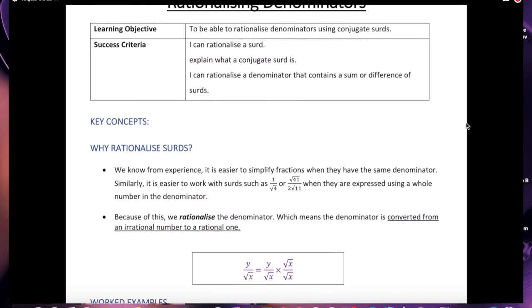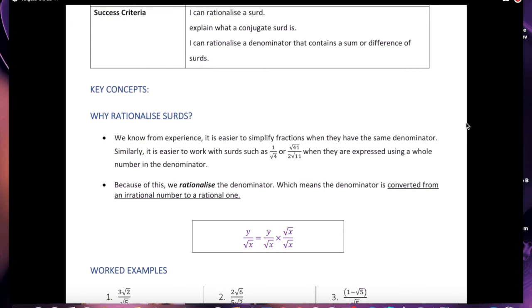You might be wondering what exactly rationalizing a surd looks like. We know from experience it's always easy to simplify our fractions when they have the same denominator. By this principle, it's the same when we're working with surds, especially when they start to look a little bit more complex, like the second example where I've written root 41 divided by 2 root 11. And again, it's easy to work with them when the denominator is expressed as a whole number.